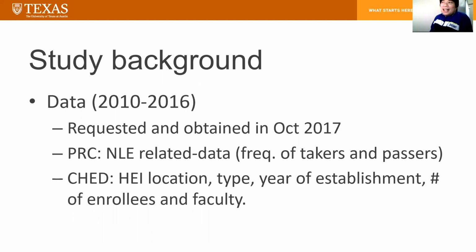The data that they had was NLE related data for 2010 to 2016. And they requested it in October 2017. So it's not as recent as you think, but this is the most recent in terms of literature. If you're going to look at literature, you'll only find data that's like 2008 to 2014. But this is the newest one, which has data like 2010 to 2016.